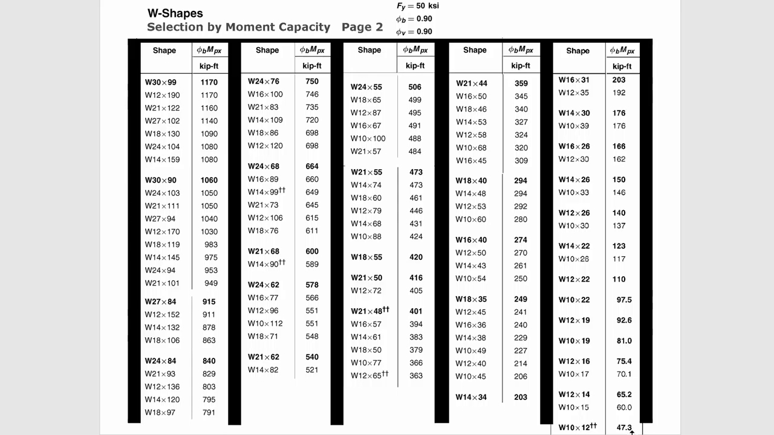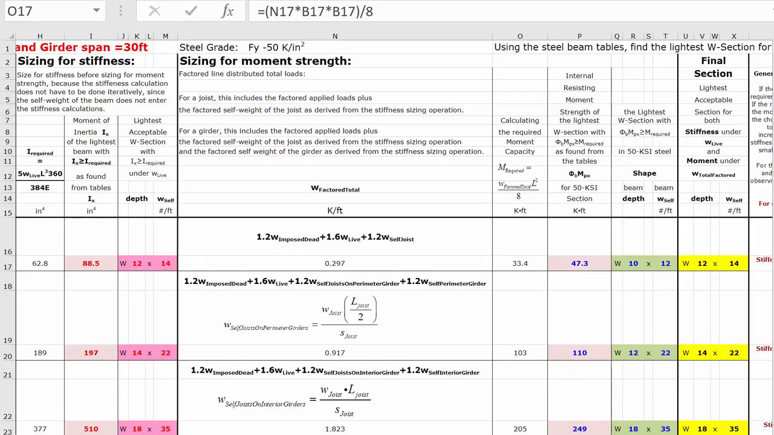And when we get to the end of the table, the lightest beam that they bother to list here has a moment capacity of 47 kip feet. And you'll recall we were looking for something on the order of 33.4. So what they're saying is a W10 by 12 is actually oversized for what we're doing. So we're going to go back to our Excel table, and we're going to write W10 by 12 as the lightest W section satisfying our moment requirement. And we're going to put here what that moment capacity is, which is 47.3, which is substantially over-designed relative to the 33.4 that we were targeting.